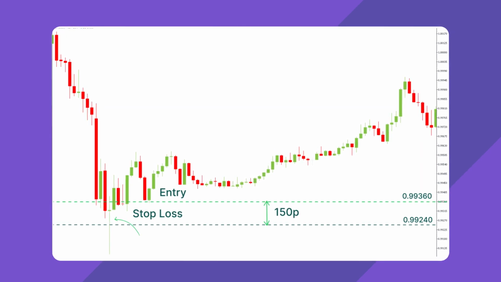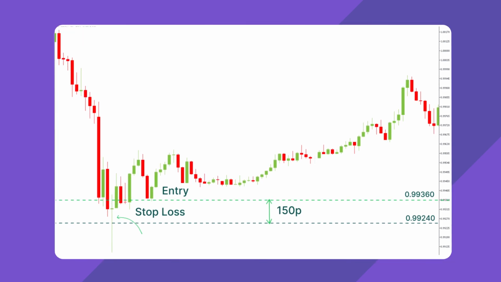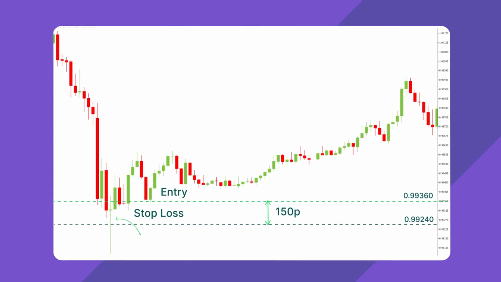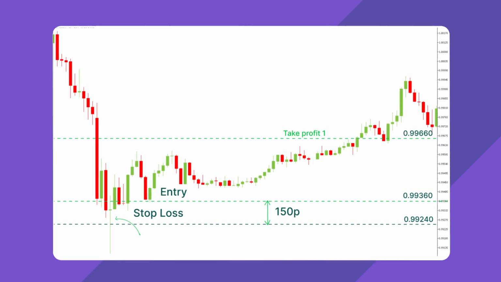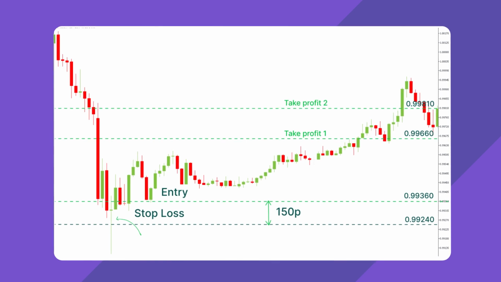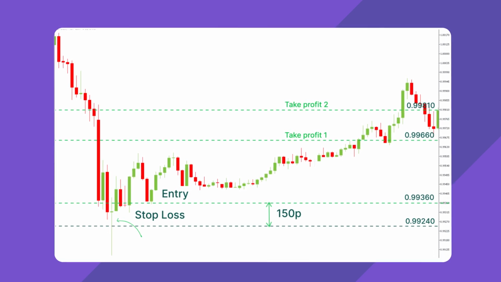0.99360. Therefore, we would place our take profit target to be at least 2 times the risk of 150 points, which in this case is 0.99660, or 3 times the risk, which is 0.99810. Or if we decided to use the 0.99720 as a key resistance level to take profits. Now, whichever take profit option you choose, you would reach the target and made a nice profit on this trade.